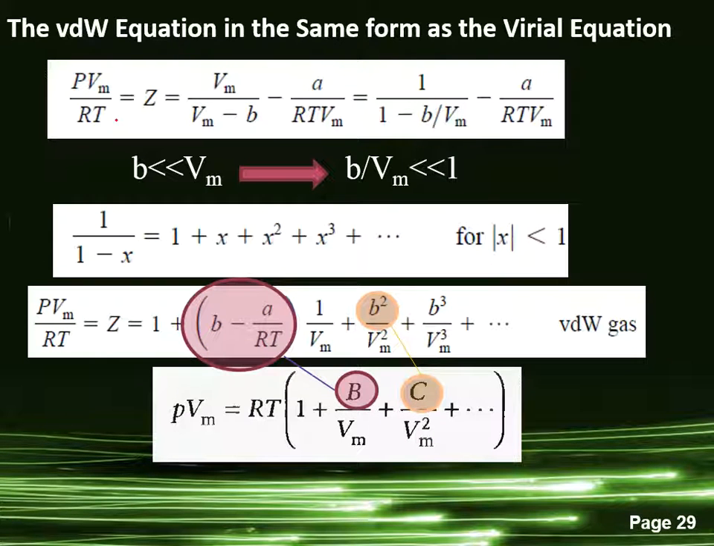If the molar volume is much larger than B, according to the Taylor series, we can rearrange the van der Waals equation in the same form as the virial equation. Therefore, the second virial coefficient B is related to the van der Waals coefficients A and B. That means both attraction and repulsion are considered for the second virial coefficient. Good news about the virial equation is that for so many substances B and C are well established.